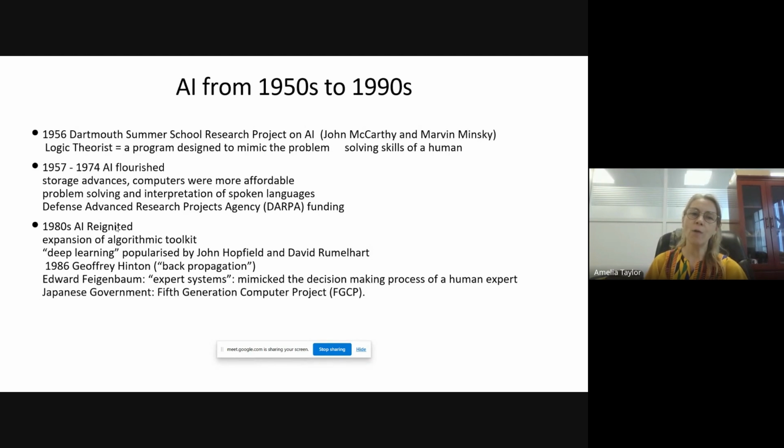And at that conference, a program was presented. It was called The Logic Theorist. This was a program that was mimicking how humans solve problems. And that program caused a lot of enthusiasm and also a lot of discussions around the potential of developing a computer program that can reason and be intelligent just like humans are.